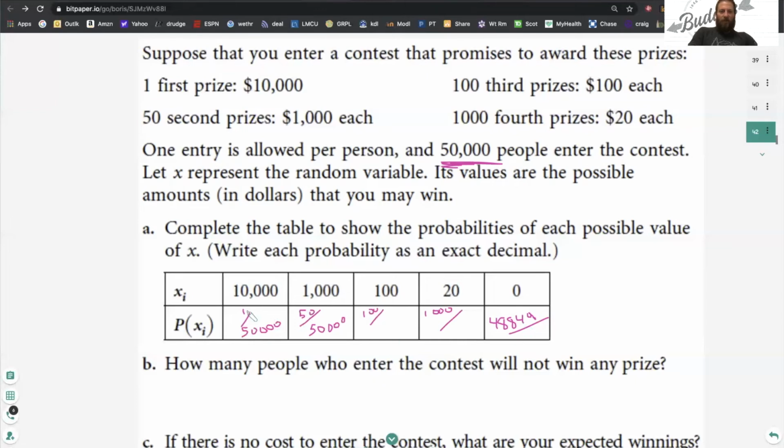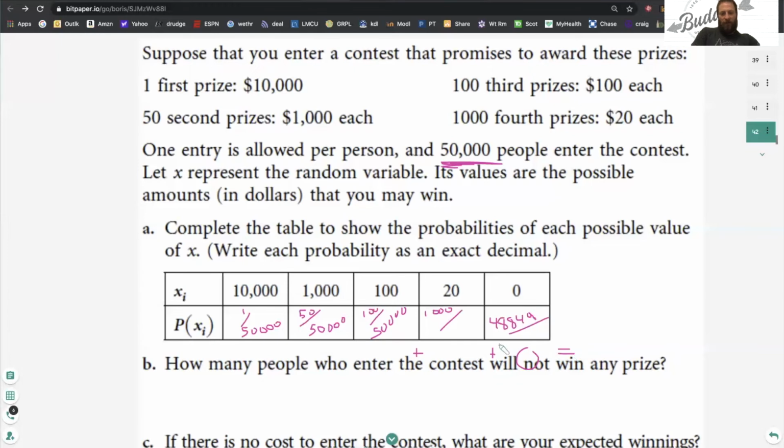So to continue this, and again, I'll let you do this on your own because I don't want to take too much time, multiply this 10,000 times that. That's going to be 10,000 over 50,000. This would be 1,000 times 50, which is 50,000. 100 times 100 is 10,000. Again, over the 50,000. And 20 times this would be 20,000 over 50,000. And this is just going to be 0. I'll do that one for you. And then, of course, you're going to add those all up and get your final answer.